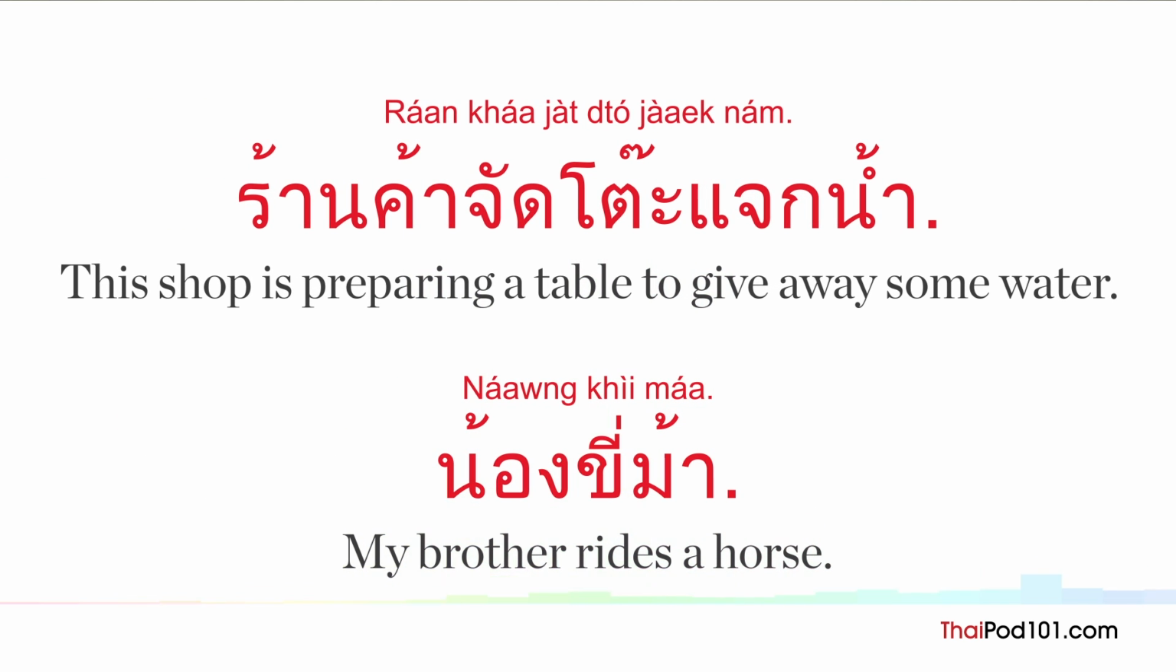Some more examples include ร้านค้าจัดโต๊ะแจกน้ำ This shop is preparing a table to give away some water. น้องขี่ม้า My brother rides a horse. See the difference? In this sentence, the second word is in low tone, while the rest are in high tone.